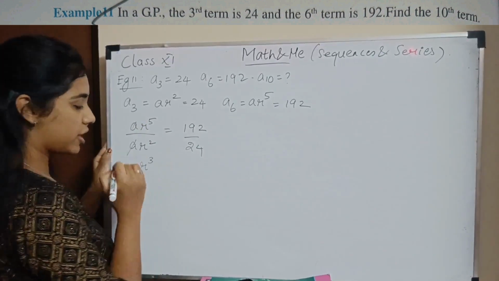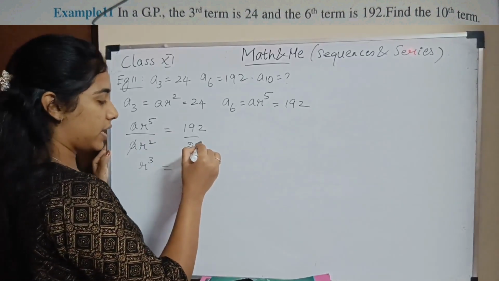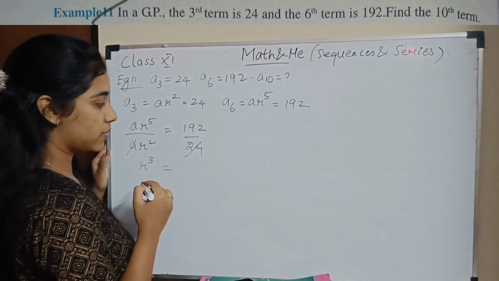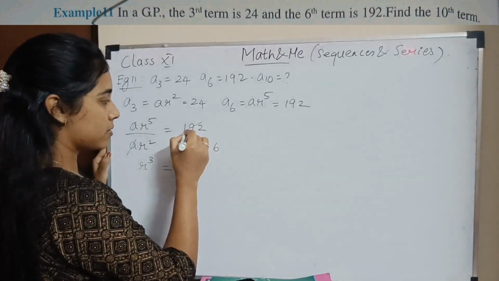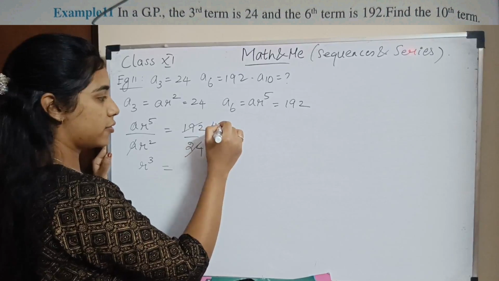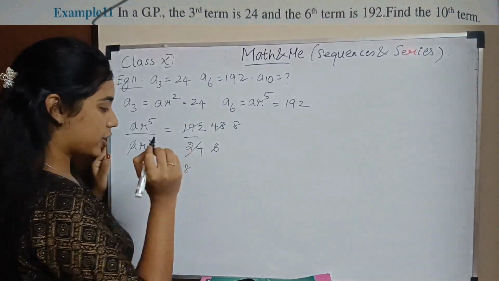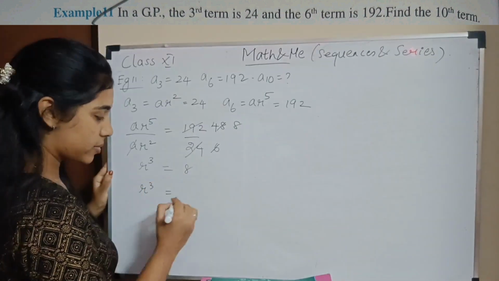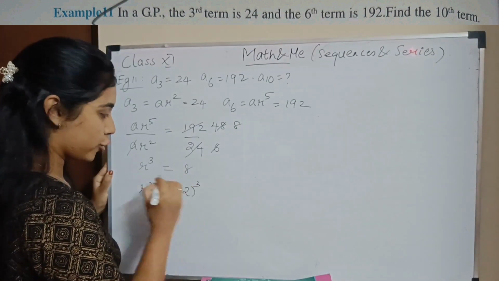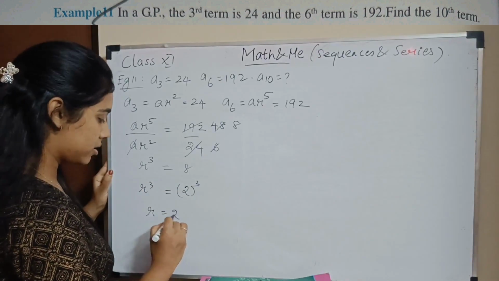What do you have? R cube equals. Here I can cancel it with 4. So I have 4 6 times, 4 4s are 4, 8s are 6, 8s are 48. So I have R cube equals 8. R cube 8 can also be written as 2 cube. Since the powers are equal, the bases are equal. So what is my R? 2.